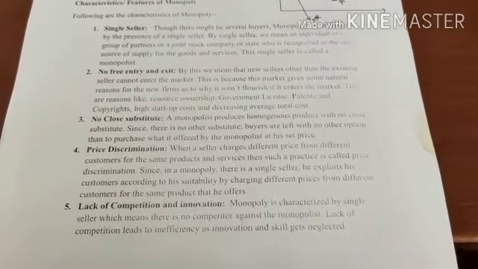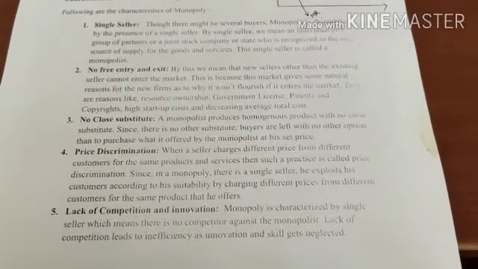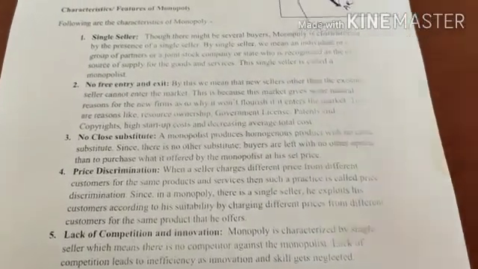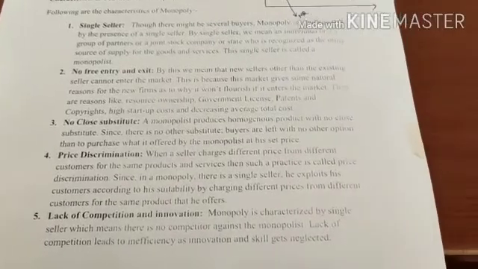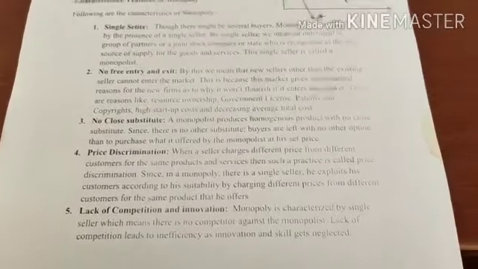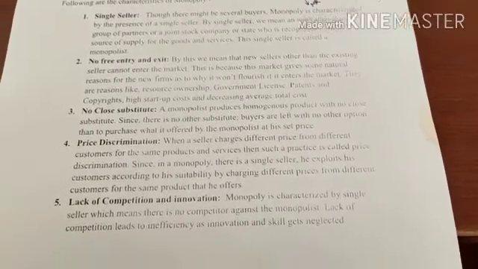First is that there is a single seller. As I said, in a monopolistic market, there is only a single seller. But in a perfectly competitive market, we see that there are many sellers. In contrast, in a monopolistic market, there is only one seller selling the product.